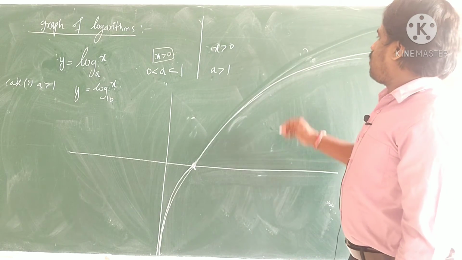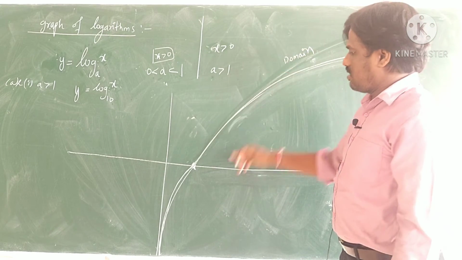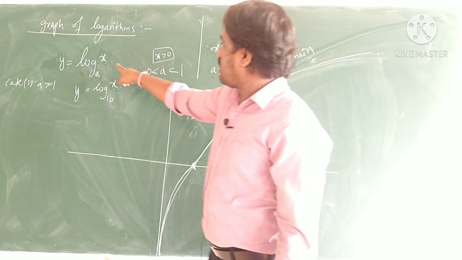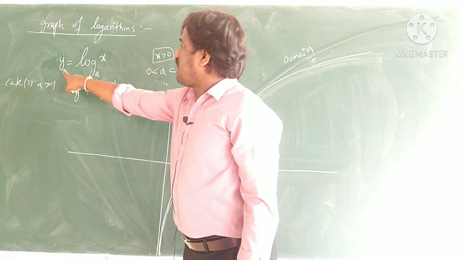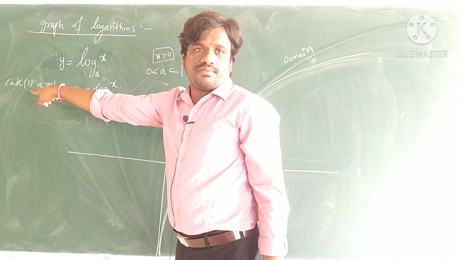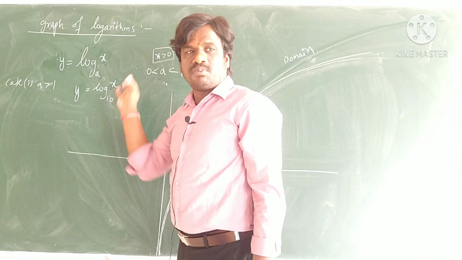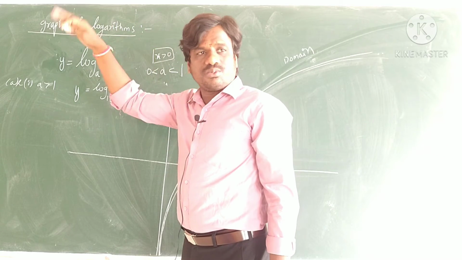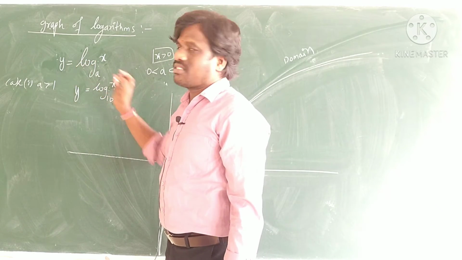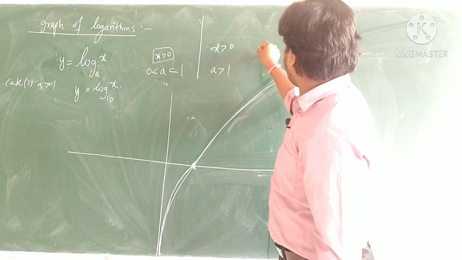Now tell me, what is the domain of the function? 0 to infinity, not equal to 0, since log x is there. Here y is equal to log x with base a. x is the domain, y is the output. Previously I used the exponential form, thinking in exponential form, but it's not required. So y is equal to log x with base a.